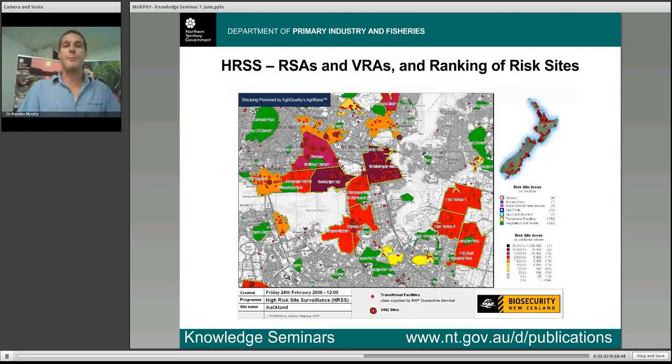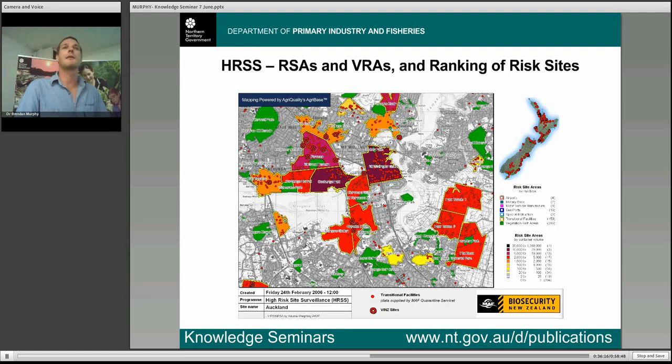So here's an actual example from the high-risk site surveillance program, and here we're showing the risk site areas and the vegetation-rich areas that are associated with them. And we're also showing here how we can crudely rank some of the risk sites. So the areas that are green are our vegetation-rich areas, so they're parks and areas of botanical richness. The areas that are coloured, ranging from yellow, orange, red, and purple, are actually the risk sites, the industrial areas. And what we've done here to rank them is basically count the numbers of containers that go into each one of those areas. So we now need to be able to describe as a polygon those risk areas and then count the number of risk goods that go through them.